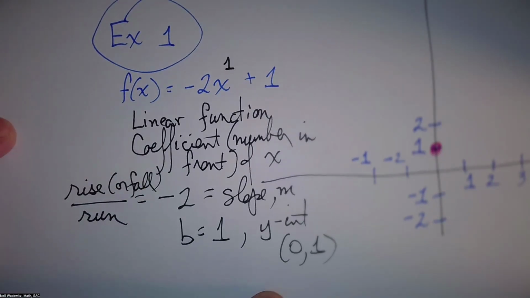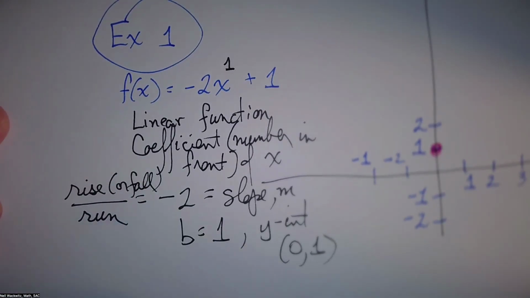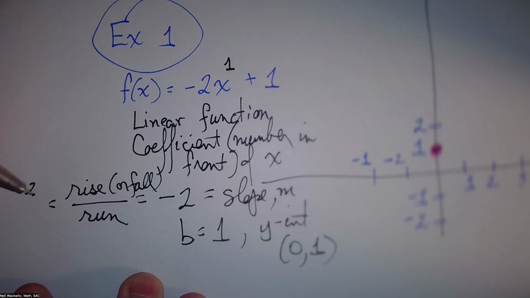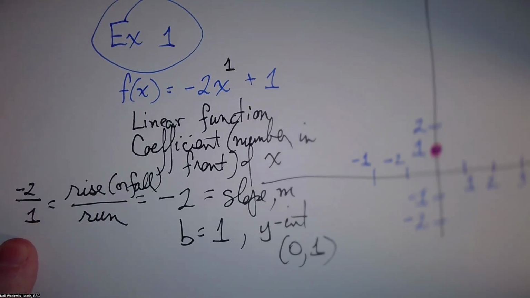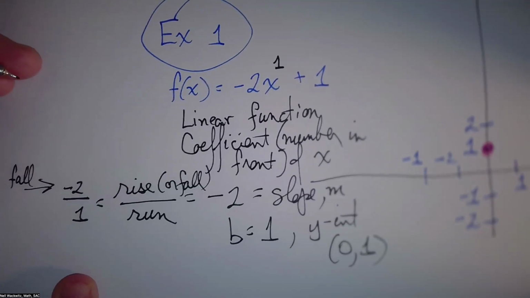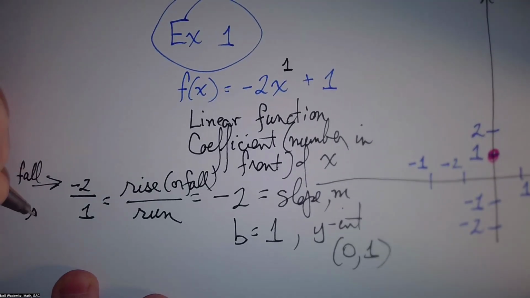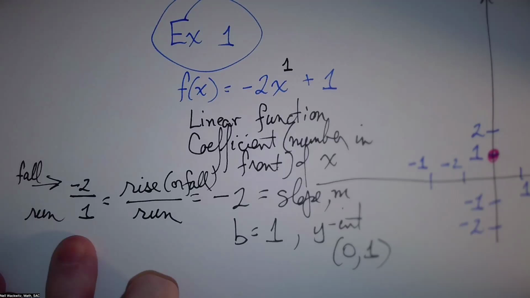So we have a slope of -2, but that doesn't tell me rise or fall over run. So I'm going to write -2 over 1, because we can write any integer divided by 1. And now I can see I've got a fall, because it's negative, of 2, and I have a run of 1.